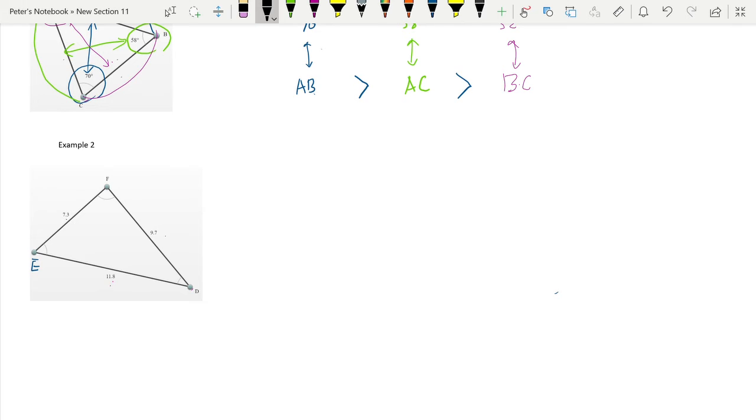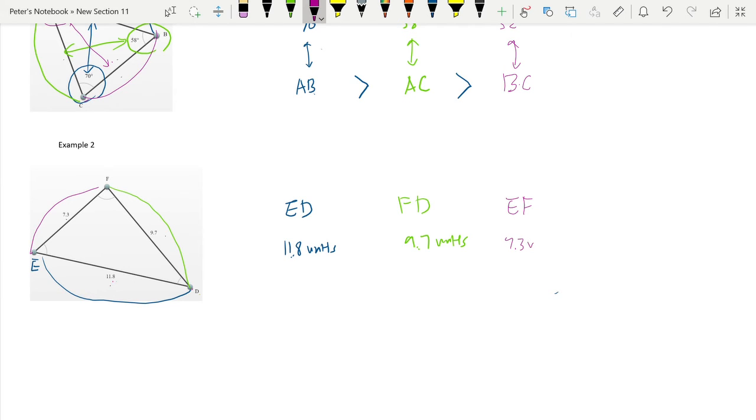So here, let's see which one is the longest side. And you'll see, 11.8. That's the longest side. So I'm going to say ED is 11.8 units. It will be the longest side. What comes next? It will be FD, right? So FD comes next, which is going to be 9.7 units. Cool. And then the last place for our length is going to be EF or FE, doesn't matter, right? And then that'll be 7.3 units.